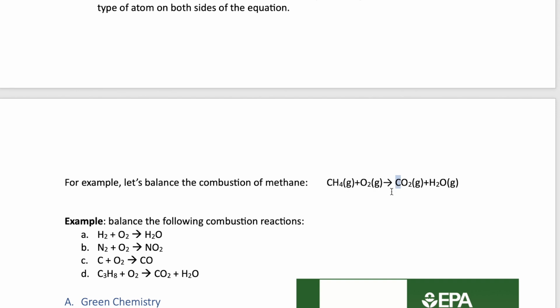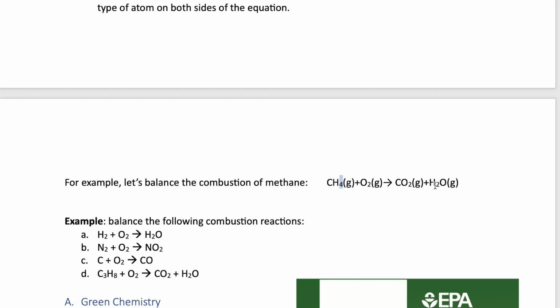Then the next thing you want to do is look for another one of these elements that appears only in one of the compounds. So the next one would be hydrogen. Hydrogen appears in this compound here, CH4, and hydrogen appears here in water. Now, the hydrogen is not balanced because the subscript here is 4, which tells you there are 4 hydrogens.